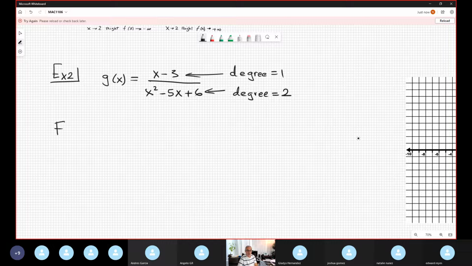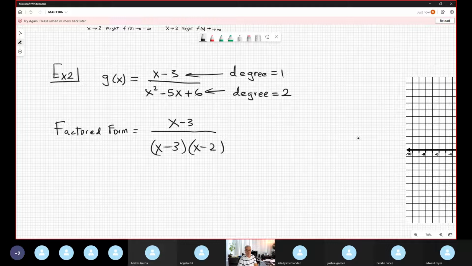Factor. In the top we cannot do anything because it's an easy binomial, but in the bottom, yes, it's a trinomial. This is the classical factorization: negative 3 and negative 2. Wow, you see, clear like water. Okay, this is cancelled, and we stay alive with 1 over x minus 2.